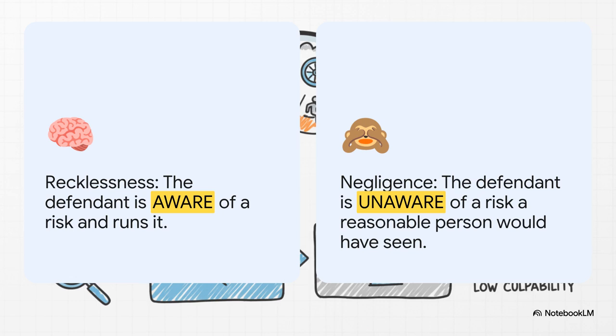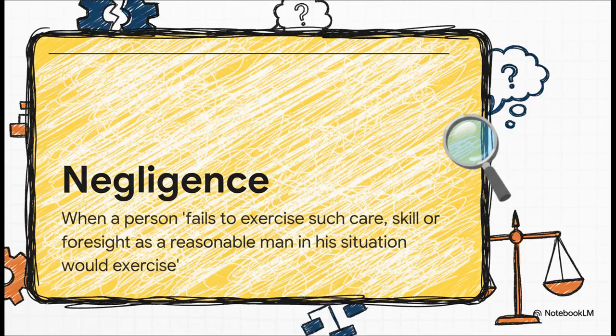It all comes down to awareness. The reckless person sees the danger, they are aware of the risk, and they go ahead anyway. The negligent person, on the other hand, is unaware. They don't spot the danger, but, and this is the key, a reasonable person in their exact same position would have. And here's the more formal definition. It's just a failure to live up to the standard of care that society expects from a reasonable person. It's about falling below a certain bar for conduct.